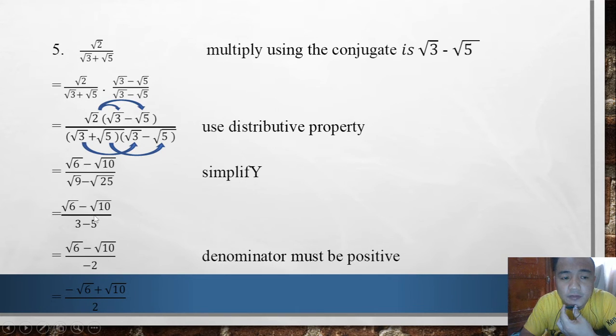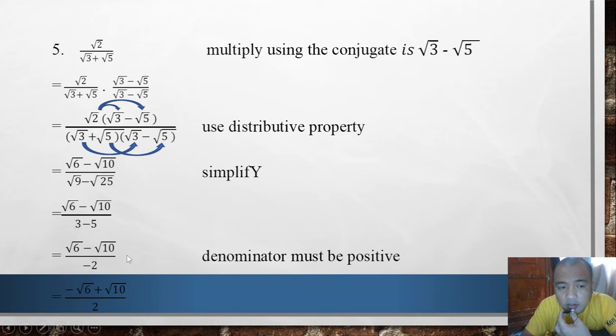That is 3 minus 5 actually. The square of square root of 3 is 3. The square of square root of 5 is 5. So 3 minus 5, negative 2 in the denominator. Then by the distributive property, let's multiply square root of 2 by square root of 3, square root of 6, minus square root of 2 times square root of 5, minus square root of 10.